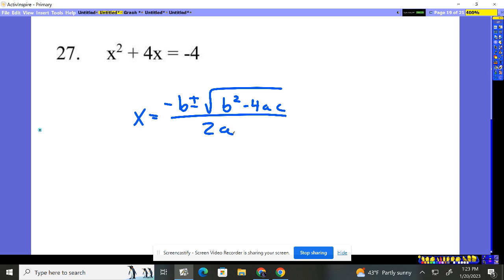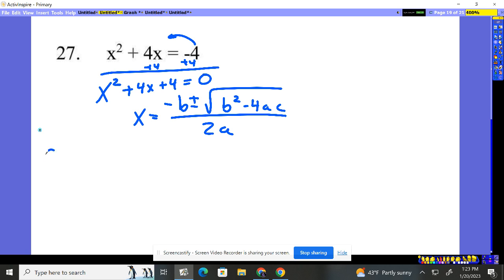Now, who are the a, b, and c? Well, you can't get the a, b, and c yet until you get it set equal to 0. So this isn't set equal to 0. I need that -4 to come over, so I'm going to add 4, and the equation will become x squared plus 4x plus the number 4 equals 0. Now I can go ahead and apply the quadratic equation to it.